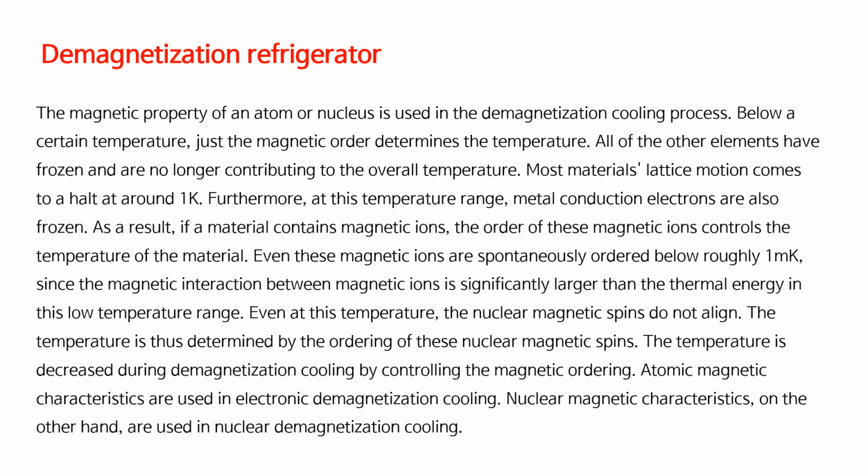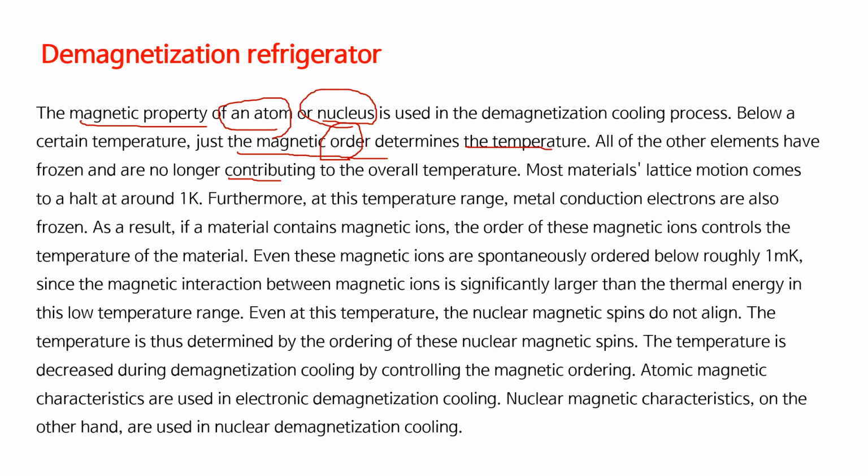Now let's investigate the demagnetization refrigerator. The magnetic property of an atom or nucleus is used in the demagnetization cooling process. Below a certain temperature, just the magnetic order determines the temperature. All of the other elements have frozen and are no longer contributing to the overall temperature.